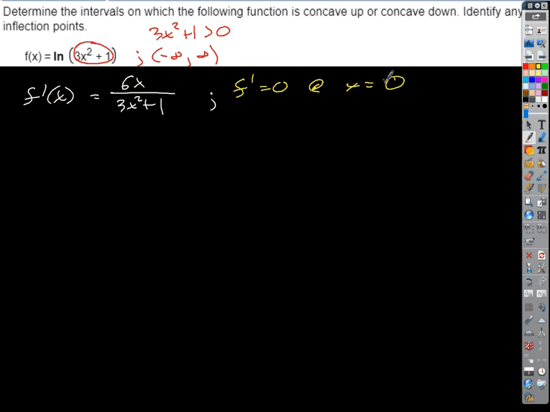What about the second derivative? So that's kind of unfortunate. We got a quotient here. We have to use the quotient rule. So what's the quotient rule? Low D high.